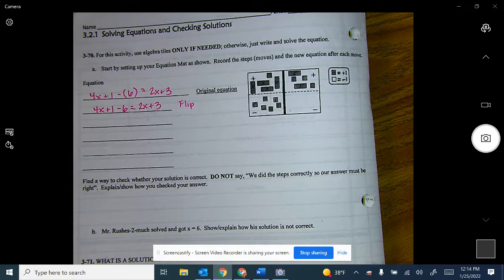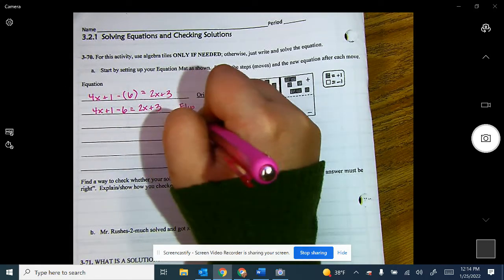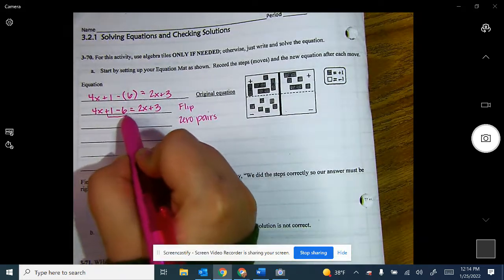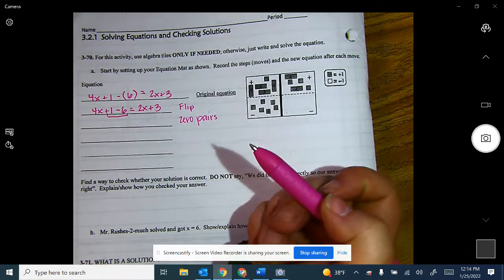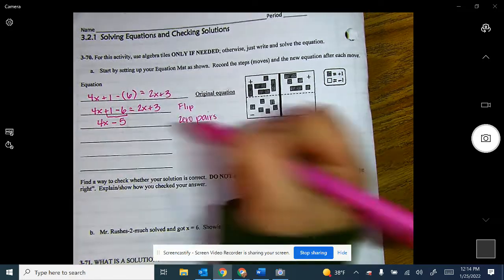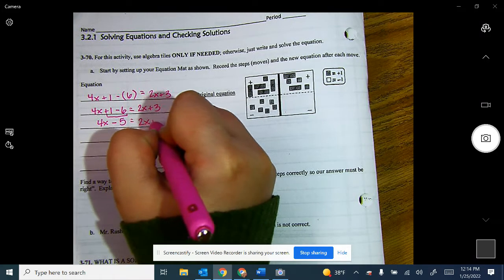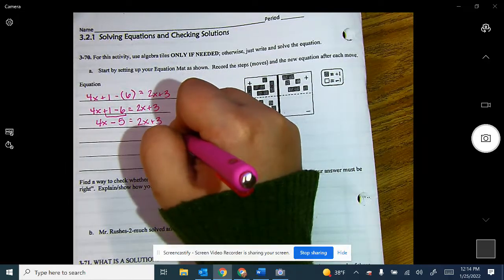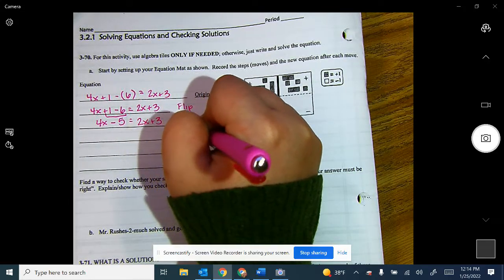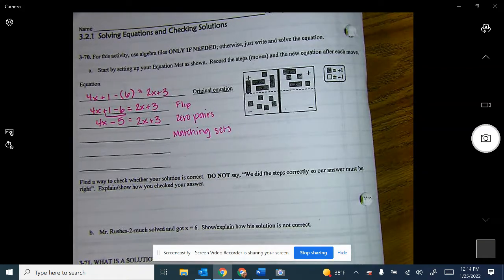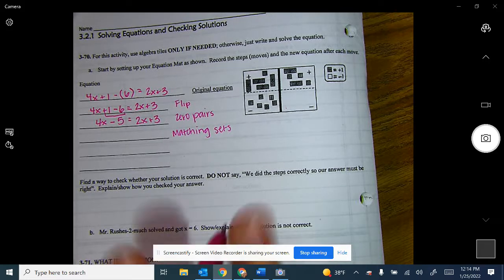Okay, my next legal move is 0 pairs, which remember is just like combining like terms. So I'm going to combine that positive 1 and negative 6 to get 4x minus 5. All right, and I have no 0 pairs on the right. Okay, next I'm going to do matching sets. And remember, matching sets need to be on both sides of the equal sign. I need to have the same tiles, so to speak, on both sides.